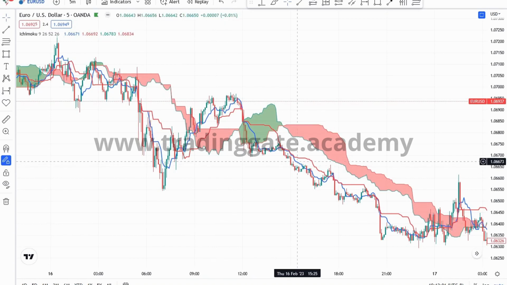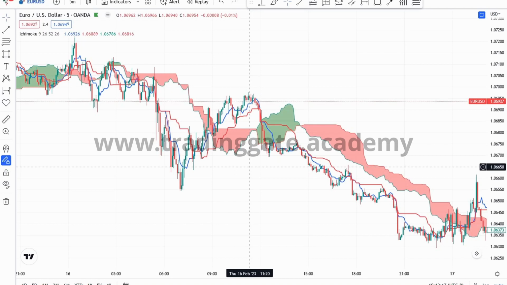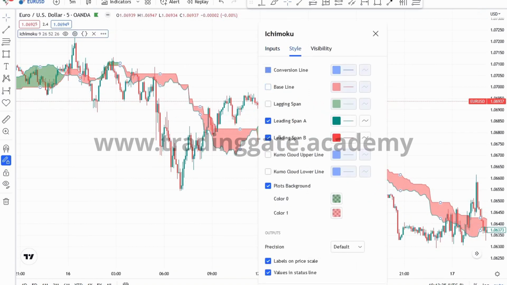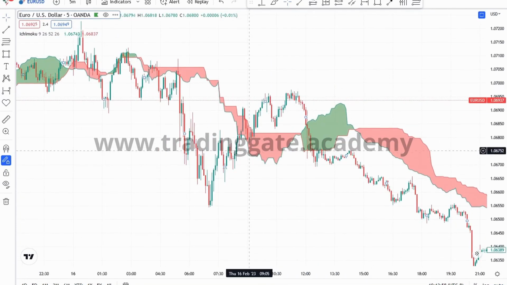So let's dive into this strategy. In this strategy, I'm just going to look for a divergence between price and the Kumo cloud. For this purpose, I'm just going to turn off the base and conversion lines. Okay, I found an example here. This is a 5-minute time frame EUR/USD, so you can use this in Forex daily trading.